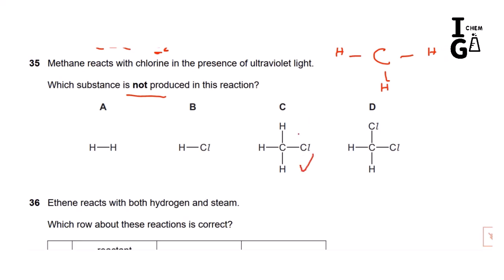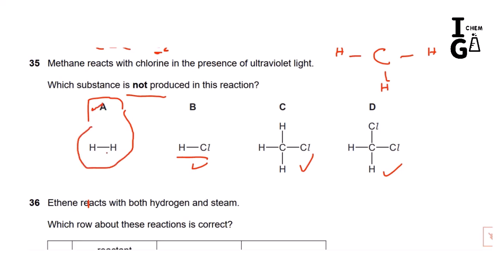This one can be, because he said which substance is not. This one can be, so this is not the answer. And also, if two chlorine atoms substitute two H's, it can form this and this. So this one also is correct. Again, we ask about not. Also, guys, the removed H can make a bond with Cl to form HCl. So this one also can be done. So the only correct answer for this is A. A is not produced in this reaction.